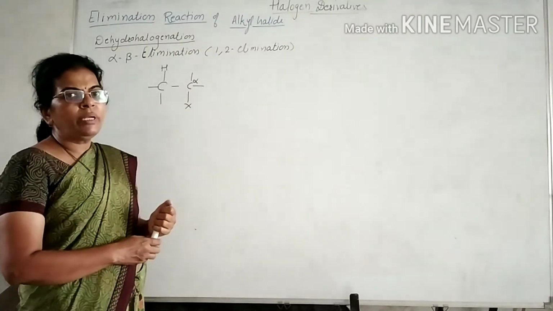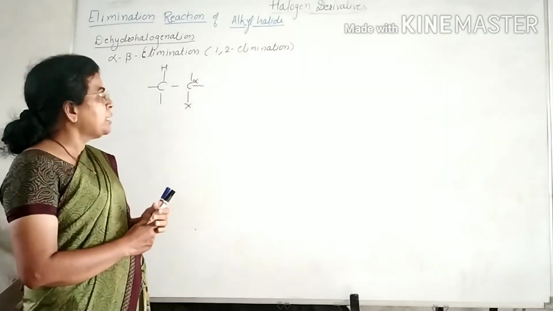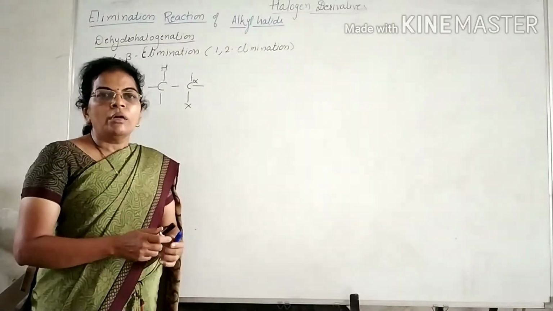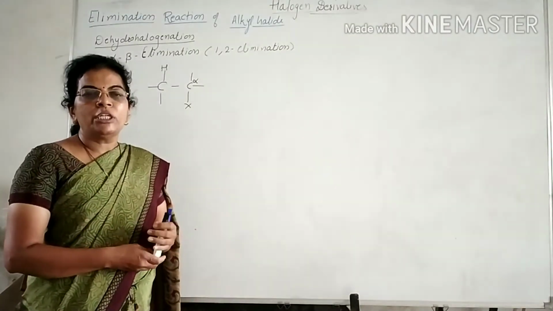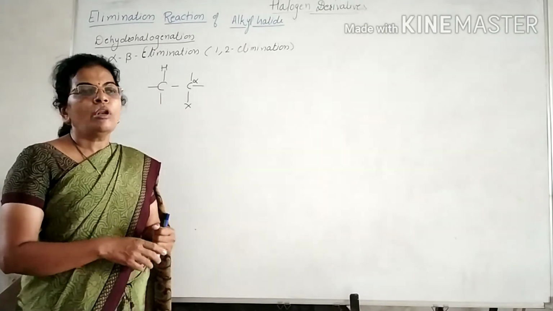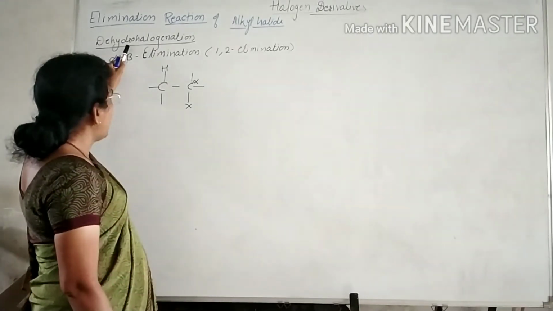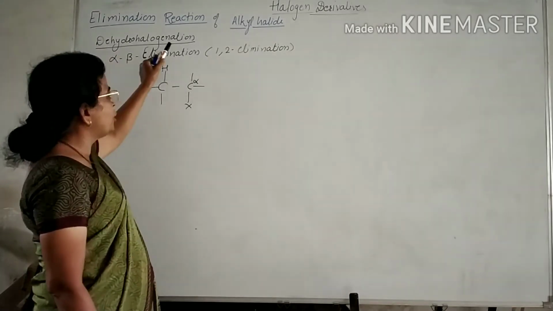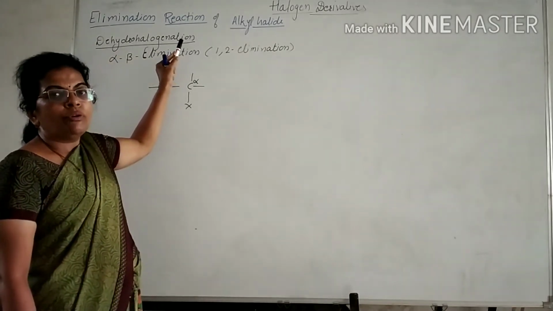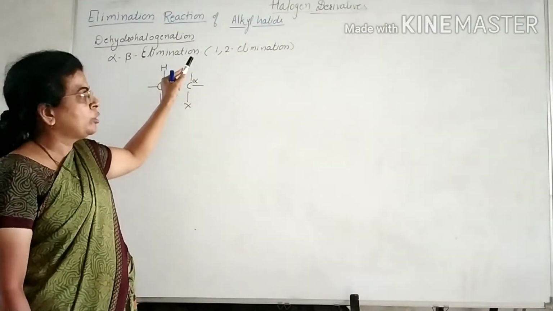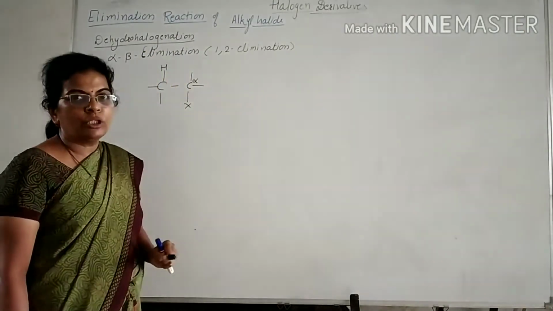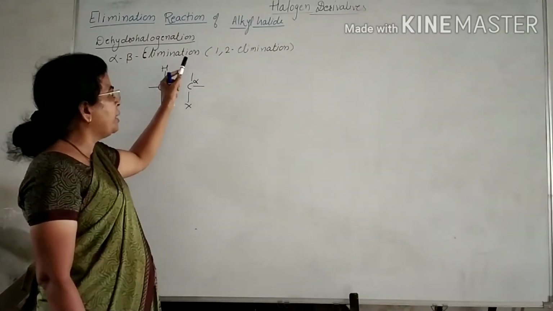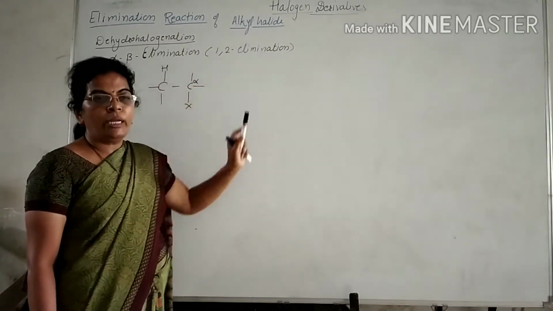Now elimination means removal. In this reaction, dehydrohalogenation is carried out. The dehydrohalogenation reaction is nothing but removal of one hydrogen atom and one halogen atom. That is, dehydrohalogenation means removal of one halogen atom and one hydrogen atom. It is called the dehydrohalogenation reaction. This reaction is also named as alpha-beta elimination or 1,2 elimination.